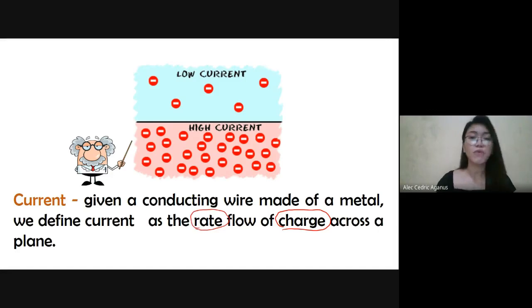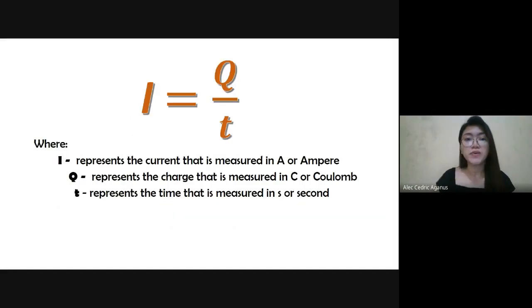Therefore, current involves two quantities. First is the charge, and second is the rate or the time. So current is mathematically expressed as I is equal to Q over T, where I represents the current that is measured in A, or amp, or ampere. Q represents the charge that is measured in C, or coulomb, and T represents the time that is measured in seconds.